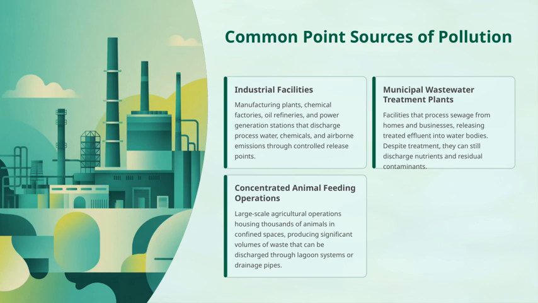Lastly, concentrated animal feeding operations, or CAFOs, are large-scale agricultural setups where thousands of animals are housed in confined spaces. These operations produce large volumes of waste, which can be discharged through lagoon systems or drainage pipes. Managing this waste effectively is crucial because it can be a significant source of pollution if not properly controlled. All of these sources tie back to our overall theme of understanding how human activities contribute to pollution, emphasizing the importance of regulation and better practices to protect our environment.